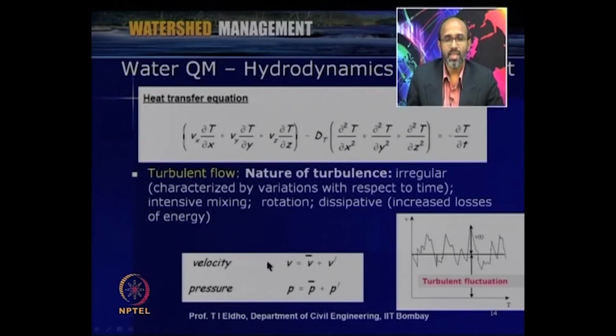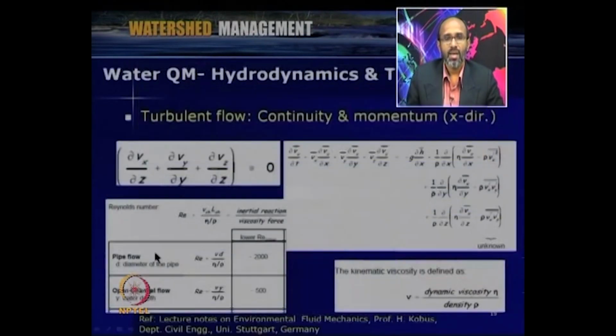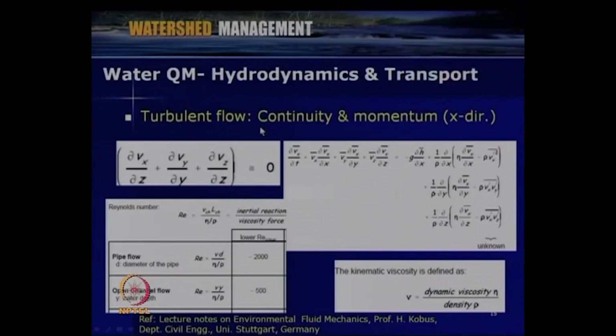So, as far as the transport process is concerned, we have to consider the variation with respect to the mean. So, V is equal to V bar plus V dash. V is the velocity vector, V bar is the mean velocity, and V dash is the fluctuating component. Similarly, the pressure variation or various other parameters we can consider as far as the turbulent flow is concerned. In a turbulent flow also we have to solve the continuity equation and momentum equations.